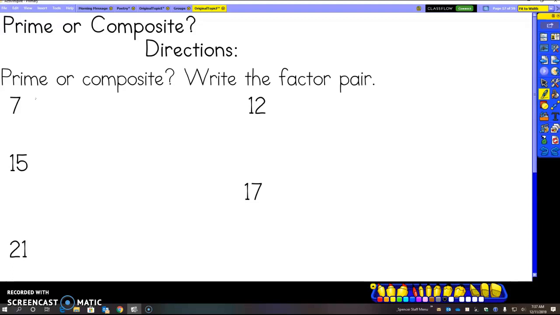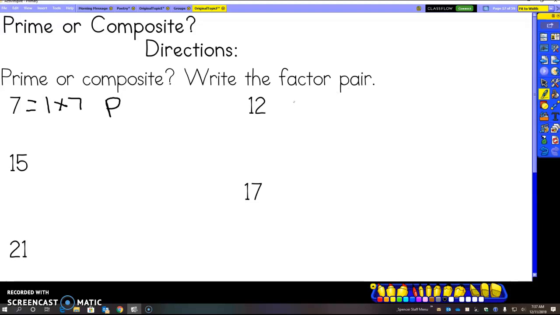So prime is a number that only has factors of 1 and itself, okay? So 7, how can I make 7? I can make 7 with 1 times 7, okay? There is nothing else that multiplies together to get me 7, okay? So I know that 7 is one of my prime numbers, and I'm going to put a P next to it. 7 is prime.